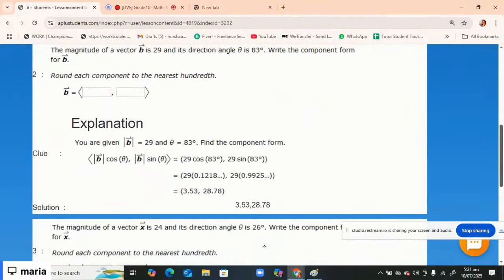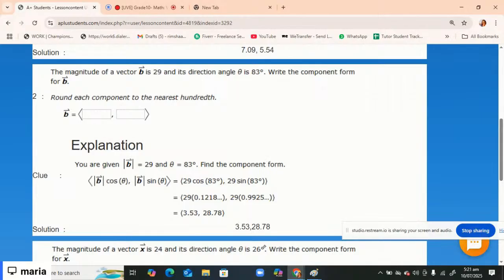So B, that is a magnitude here. B cos of theta, B sin of theta. Okay.